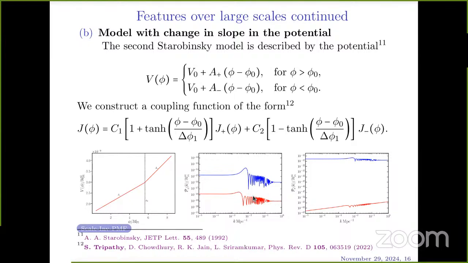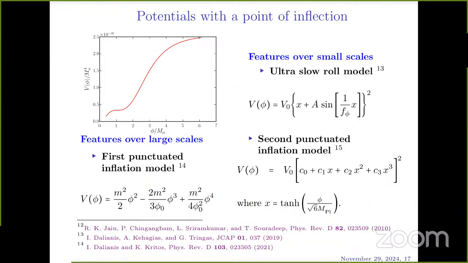But then comes the point, the models of concern. Those are the models which involve a point of inflection in the potential. As I have mentioned earlier, there are three models which involve this point of inflection. The first, punctuated inflation model, generates features over large scales, while these two generate features over small scales in the scalar power spectrum. So now we will see what the behavior of the power spectra of magnetic and electric field is in these models.